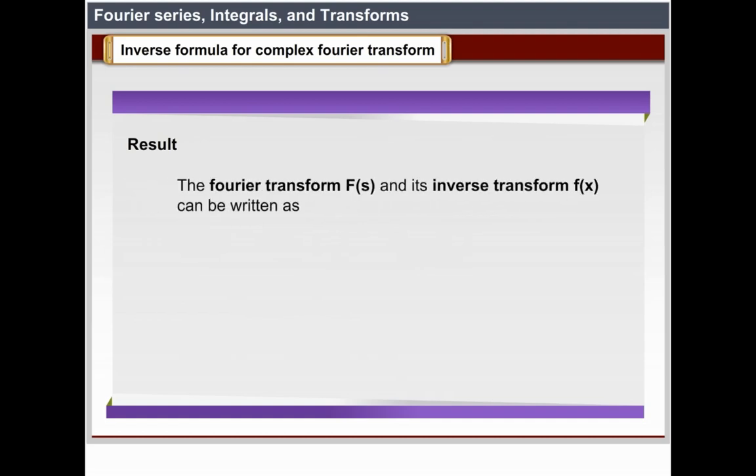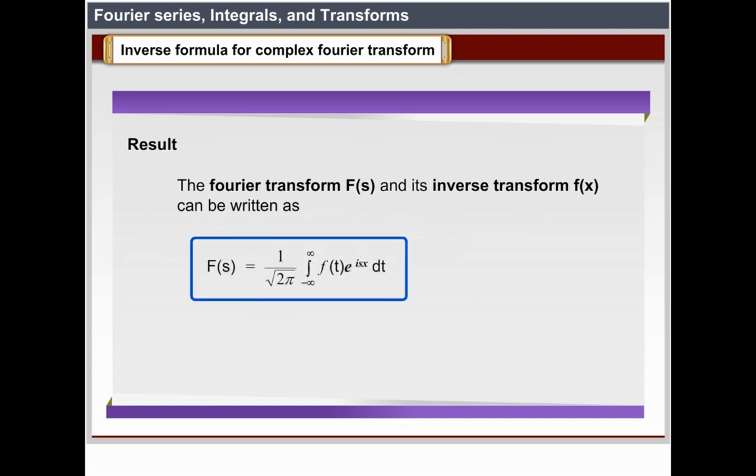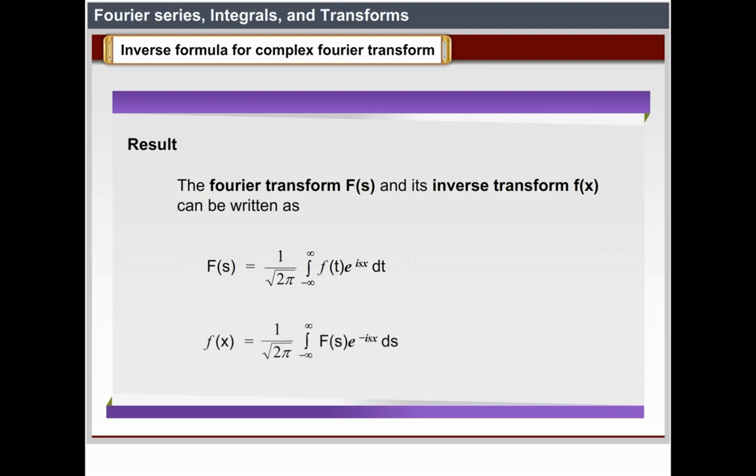Result. The Fourier transform F(s) and its inverse transform f(x) can be written as F(s) = 1/√(2π) ∫ from −∞ to +∞ f(t) e^(ist) dt, and f(x) = 1/√(2π) ∫ from −∞ to +∞ F(s) e^(−isx) ds.